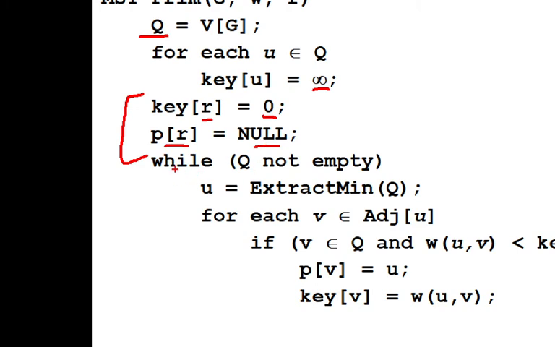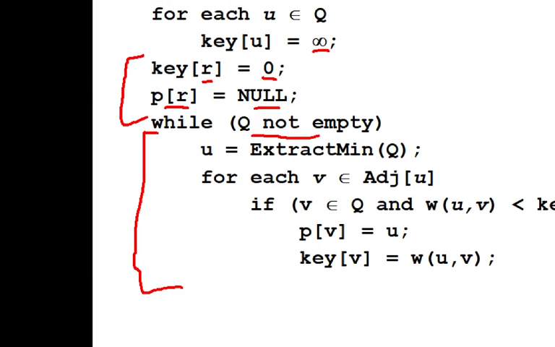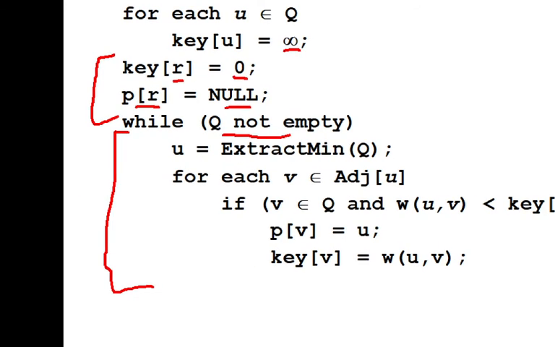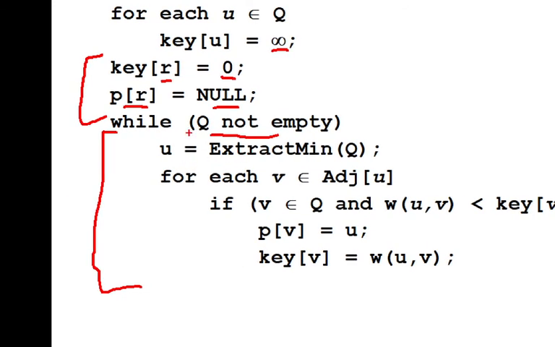Then we execute a while loop, and this executes until the queue is empty. What it does, it extracts the minimum value from the queue, right?